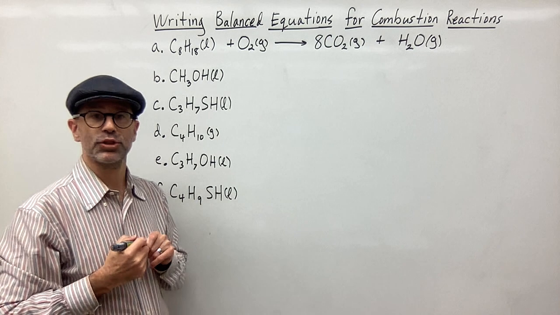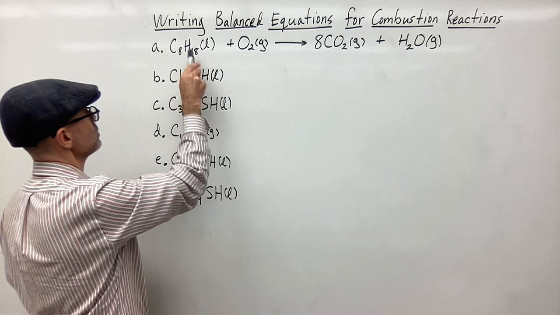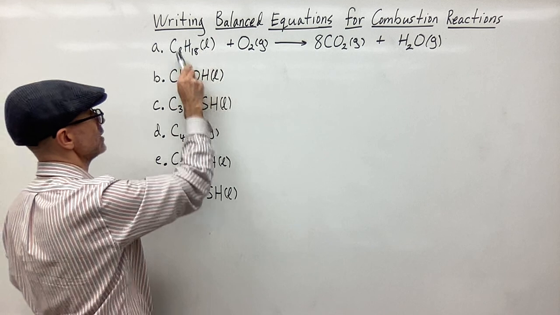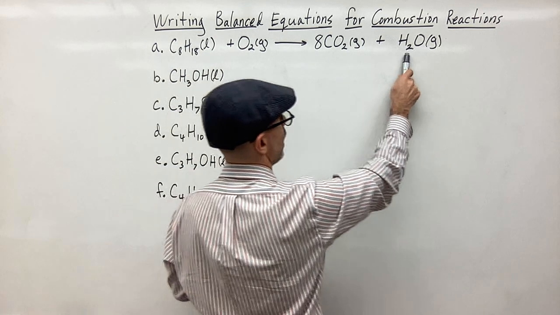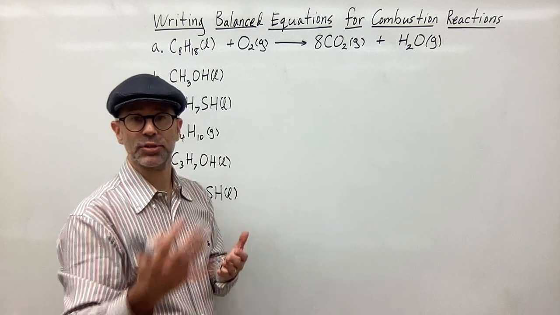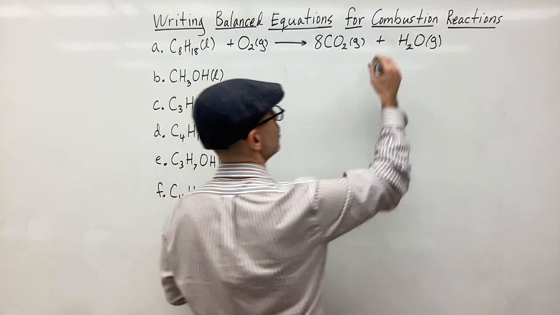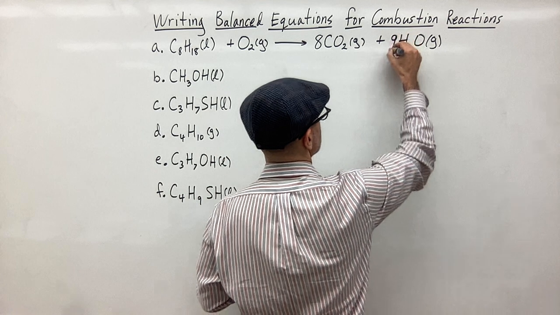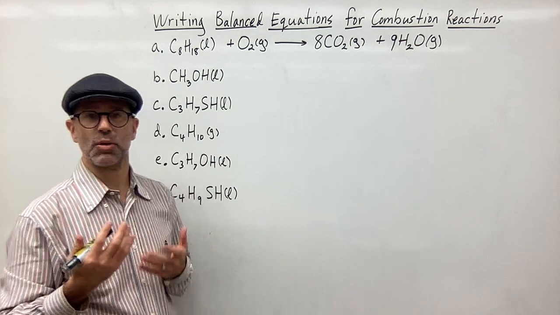Now I'm going to move to the hydrogen. So here I have 1 times 18 is 18. So I have 18 hydrogens here. And then on this side, I have 2 hydrogens. So I need 18 hydrogens. What times 2 gives me 18? That'd be 9. So 9 is the coefficient. So now my carbons and hydrogens are balanced.